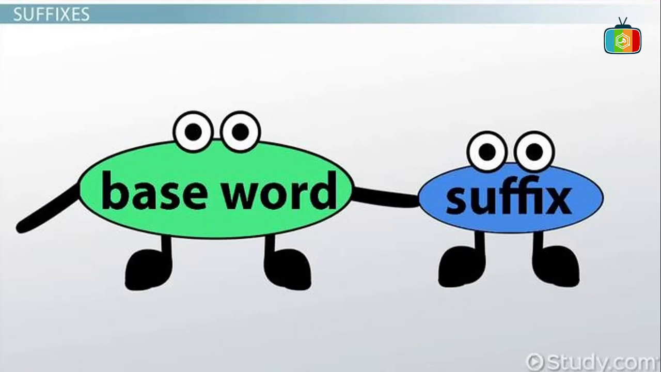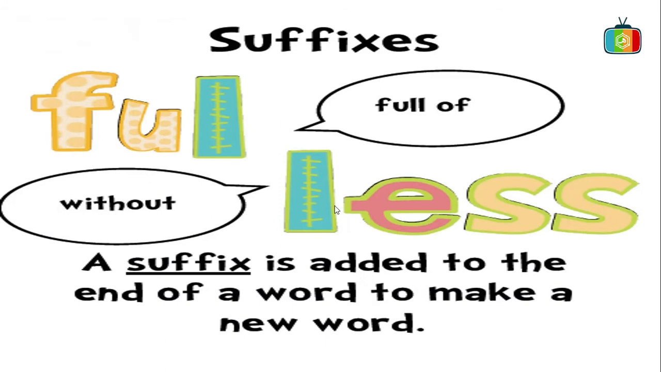Now have a look at this picture, which describes the meaning of suffix. So here we have the base word, and here we have a suffix which is added to the end of the base word to form a new word with a new function or a new meaning. Here we have two examples of suffixes like full, which means full of, and here we have less, which means without. As we said, a suffix is added to the end of a word to make a new word.